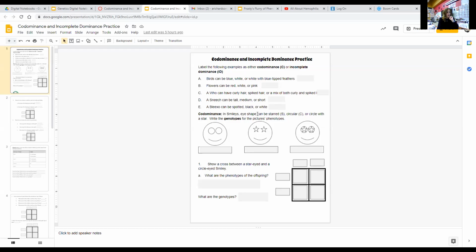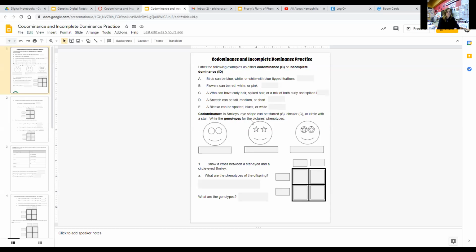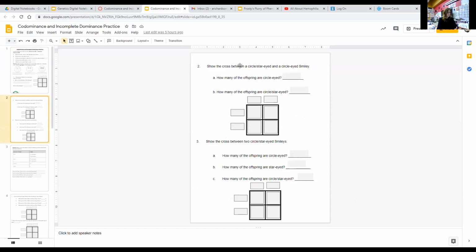In smileys, eye shape can be starred, which is an S, circular, C, or circle with the star, which would be SC, okay? So write the genotypes for the pictures, phenotypes. Then you're gonna do a couple of Punnett squares. So show a cross between a star-eyed and a circle smiley. So use your genotype you wrote for the smiley here and the genotype you wrote for the smiley here. Work your Punnett square. All right, so the rest of these are smileys.